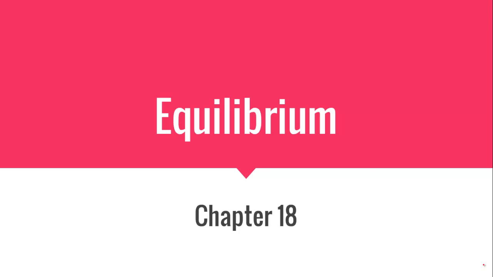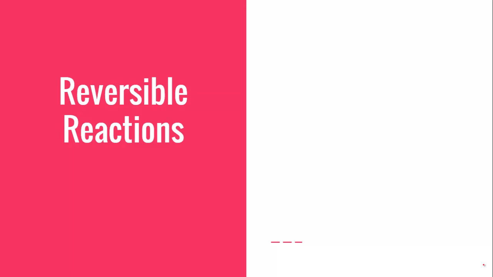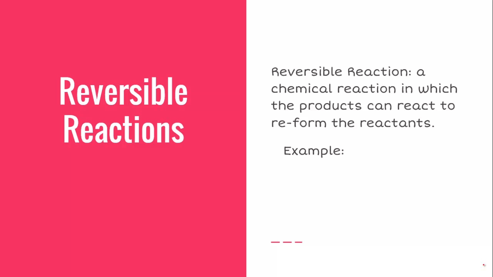When this happens, we get something known as a reversible reaction. This is defined as a chemical reaction in which the products can react to reform the reactants. So let's look at an example of what I'm talking about here.